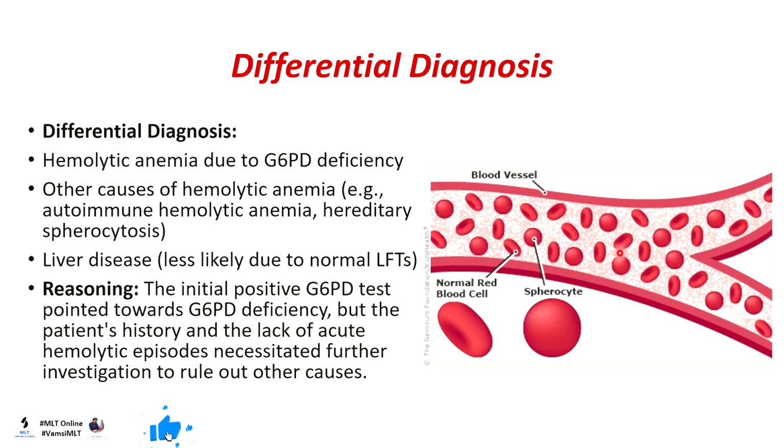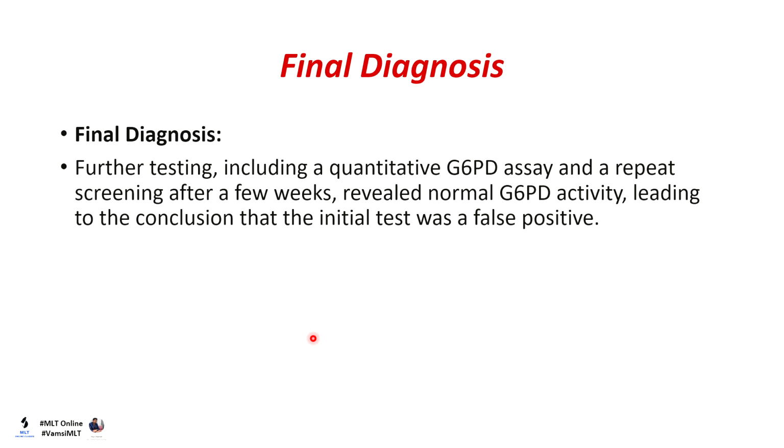For the differential diagnosis, we considered hemolytic anemia due to G6PD deficiency, and other causes of hemolytic anemia including autoimmune hemolytic anemia, hereditary spherocytosis and liver diseases. The initial positive G6PD test pointed towards G6PD deficiency, but the patient's history and lack of acute hemolytic episodes necessitated further investigation to rule out other causes.